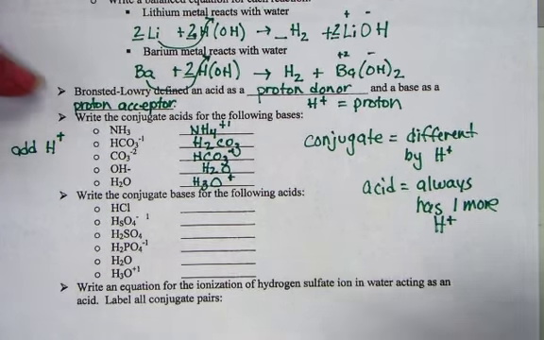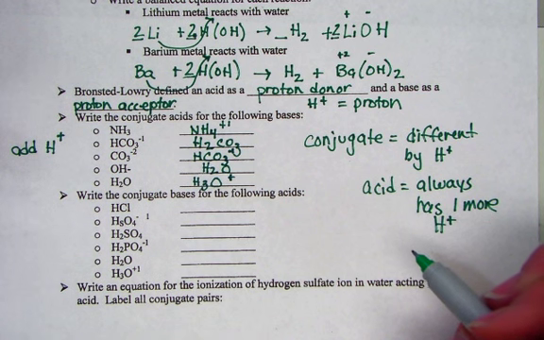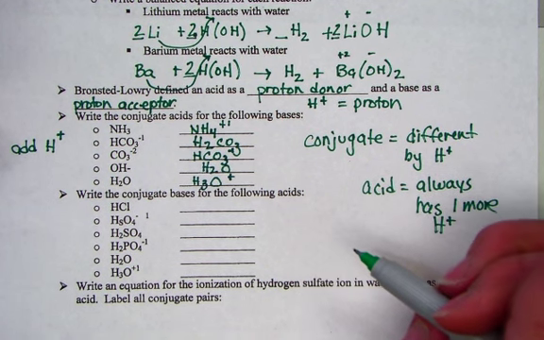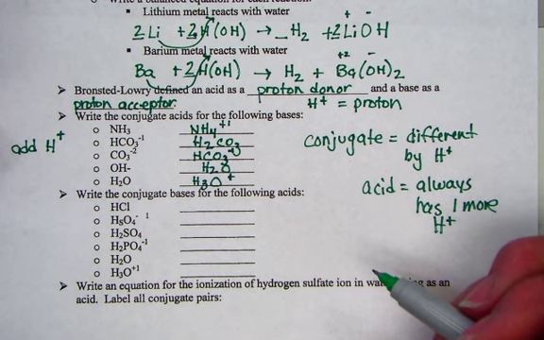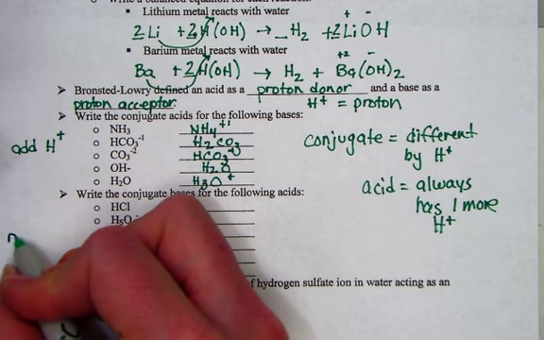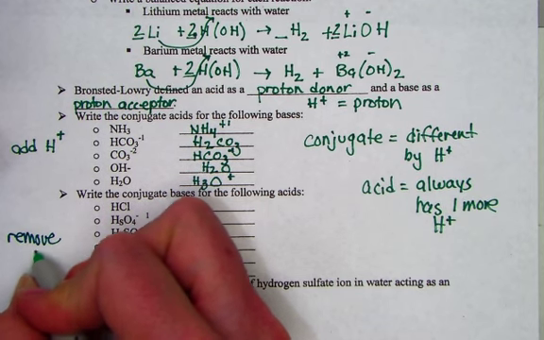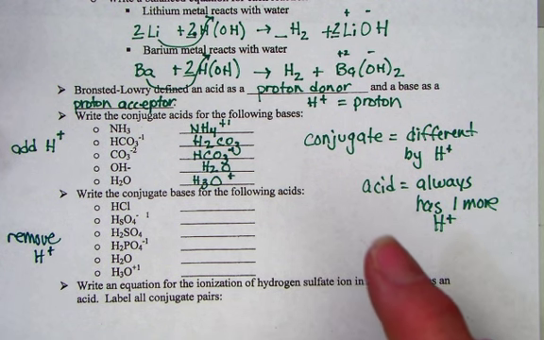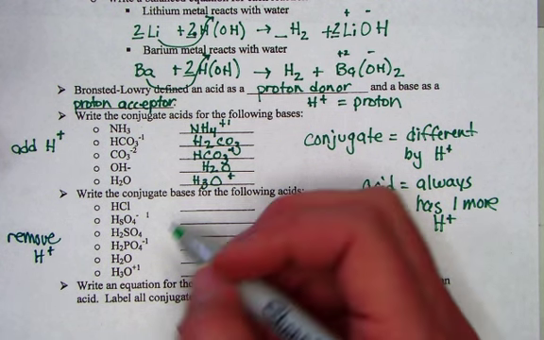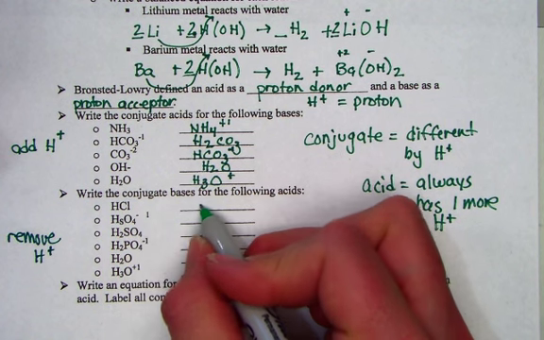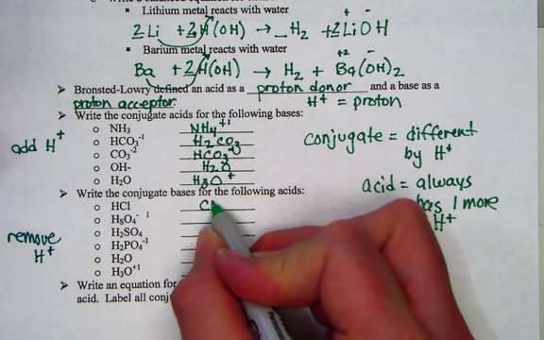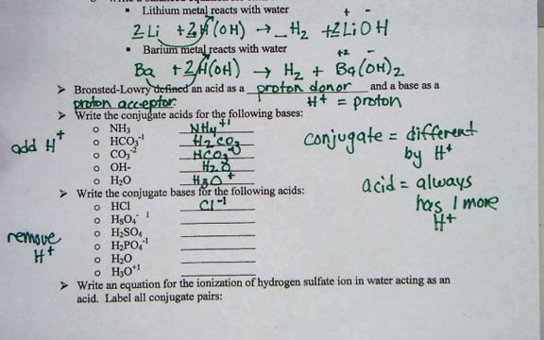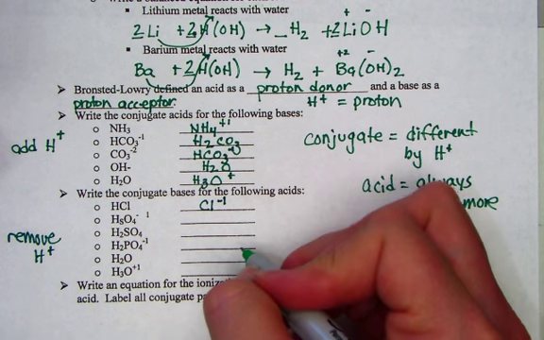And in the next series of examples, it's going the opposite direction. If we're to write conjugate bases for the following acids, we remove a proton. And when we remove a proton, it becomes one more negative on the number line. So for instance, with HCl, if I remove the hydrogen, it turns into the chloride ion, Cl with a -1 charge.